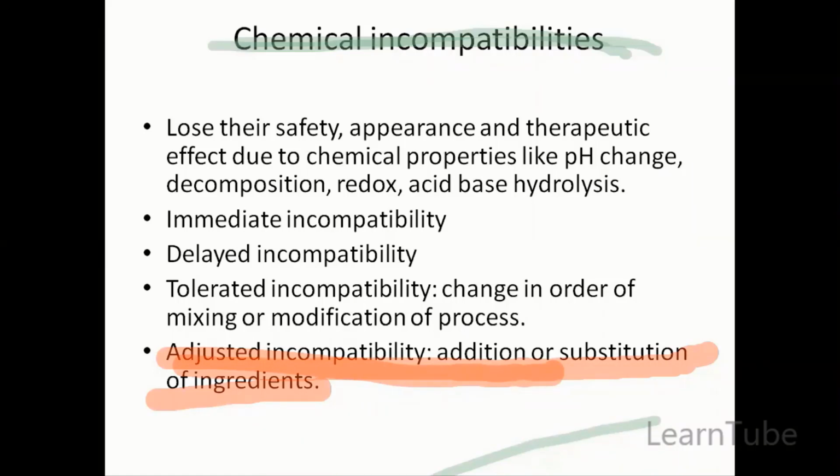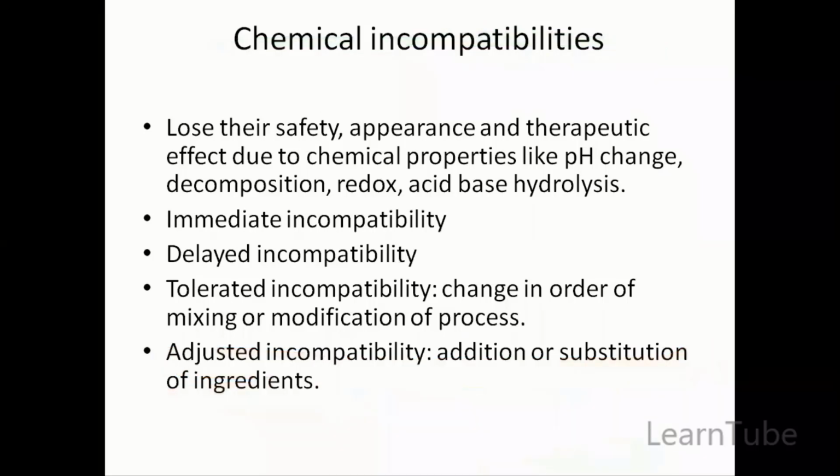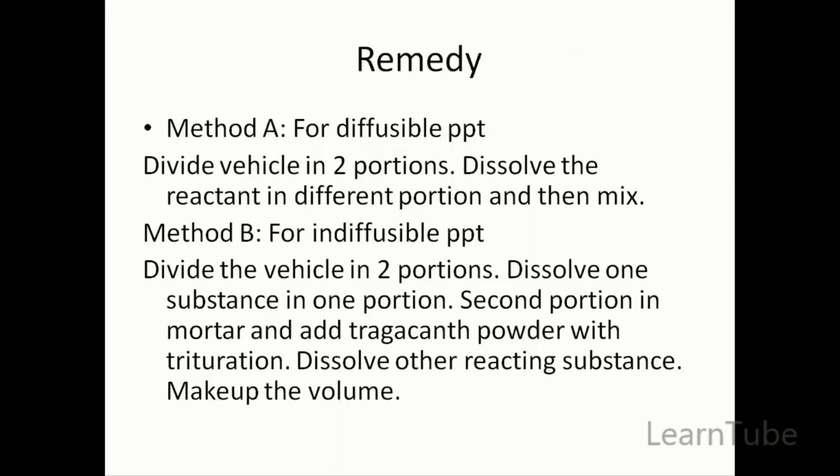Whereas in adjusted incompatibility, you cannot change the order of mixing, or even if you change the order of mixing, that particular incompatibility cannot be overcome. So what is the solution to it? You have to either add or substitute an ingredient. Say for example, substance A is causing that incompatibility. So you have to either find a substitute for that A, or you can add a third substance which will overcome that incompatibility. So that is known as adjusted incompatibility. So in short, adjusted incompatibility cannot be overcome just by changing the order of mixing or modification. You have to finally change the substance which is causing that particular incompatibility.